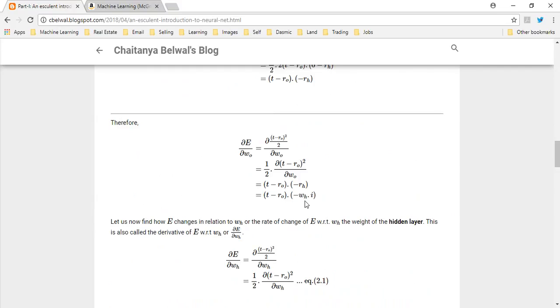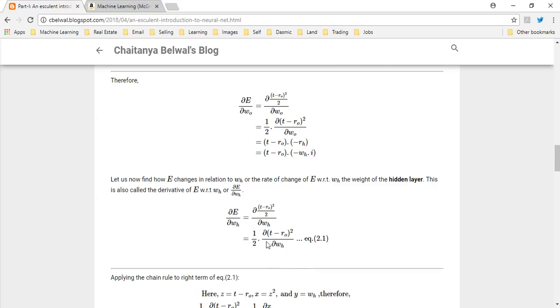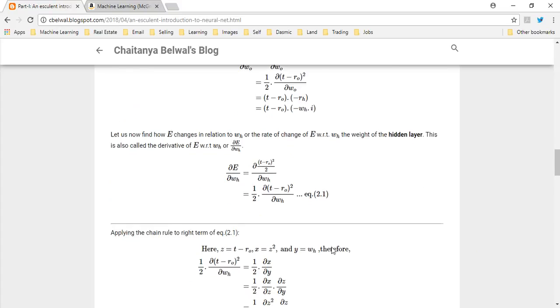Now let's apply similar concepts to how the error changes with respect to the weight of the hidden layer, which is WH. So again, dE by dWH, we already know the value of E: (T minus R0) square upon 2. And in the denominator, we are trying to find the rate of change with respect to the hidden layer weight, so it will be WH. Let's call this equation 2.1.